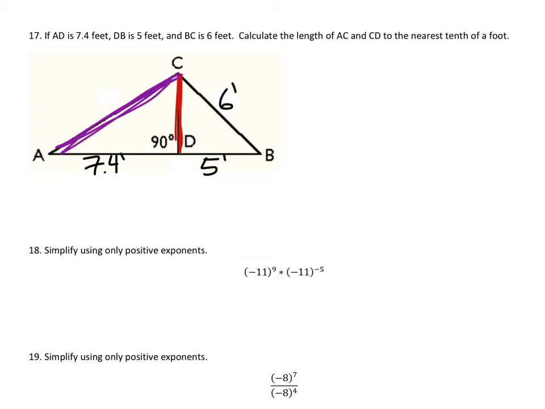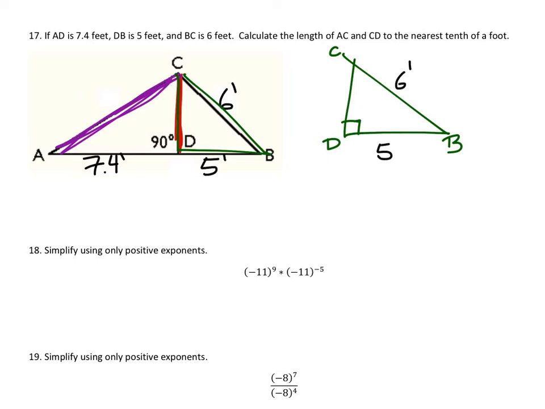So I have to solve these one at a time. I'm going to take this triangle here, CDB, and just write it out here separately. CDB. This is 90 degrees here, which they probably should have told us. That's okay. 6 feet and 5 feet on this. So I'm solving for a leg on this one right here.